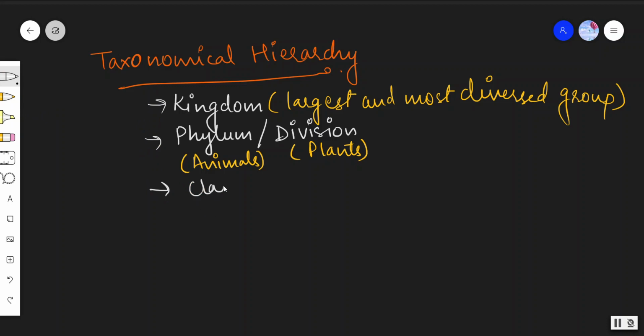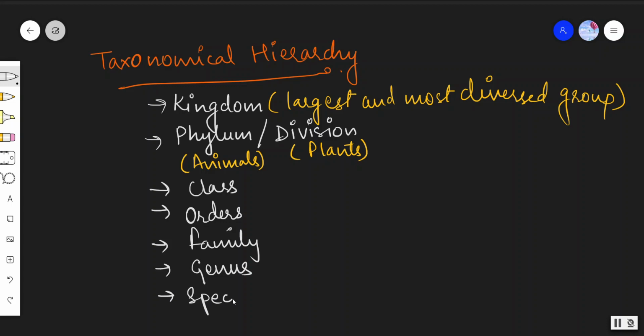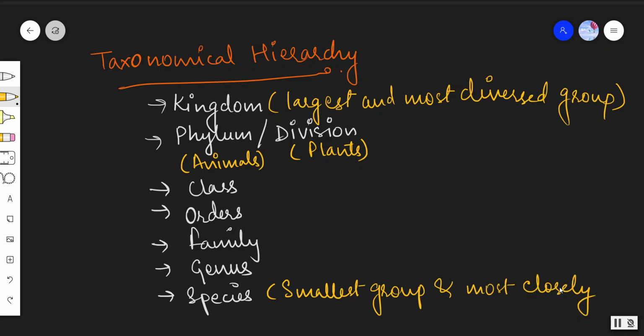Then the third one is the class. Okay, and class contains orders. Orders contain families, and families have genus. Genus has species. Okay, so the species are the smallest group, and the most closely related group.